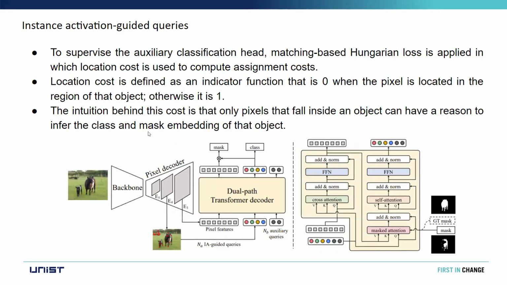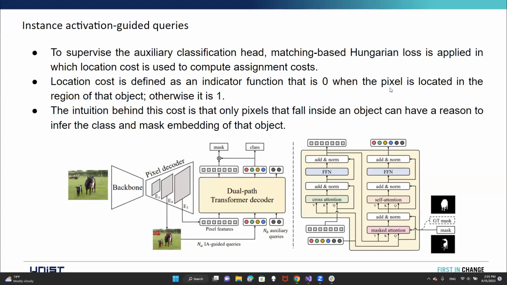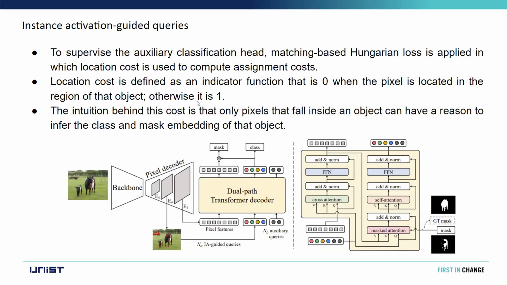Then to supervise this auxiliary classification head, which provides us useful probabilities, they use a matching-based Hungarian loss, in which they use a location cost for the assignment. This location cost is a simple cost function. It's defined as an indicator function that is 0 when the pixel is located in the region of that object, otherwise it's 1. The intuition behind this cost is that only the pixels that fall inside that object have a reason to infer the class and the mask embedding of that object.